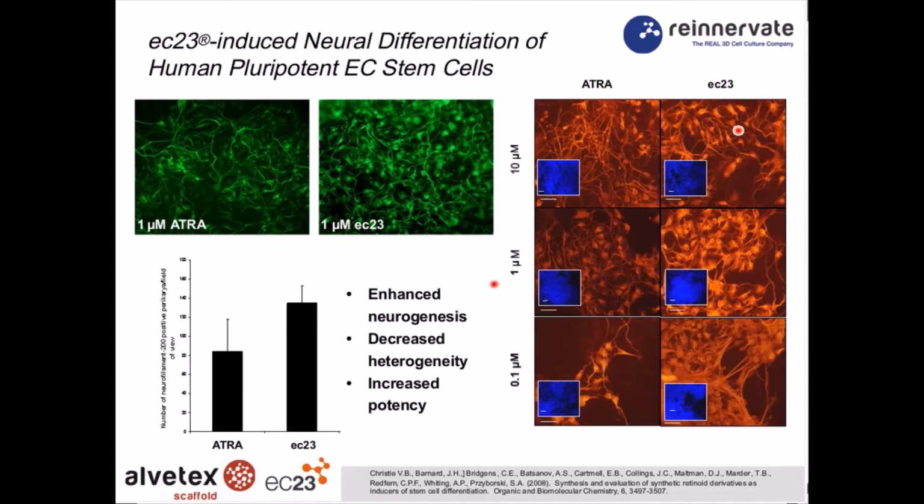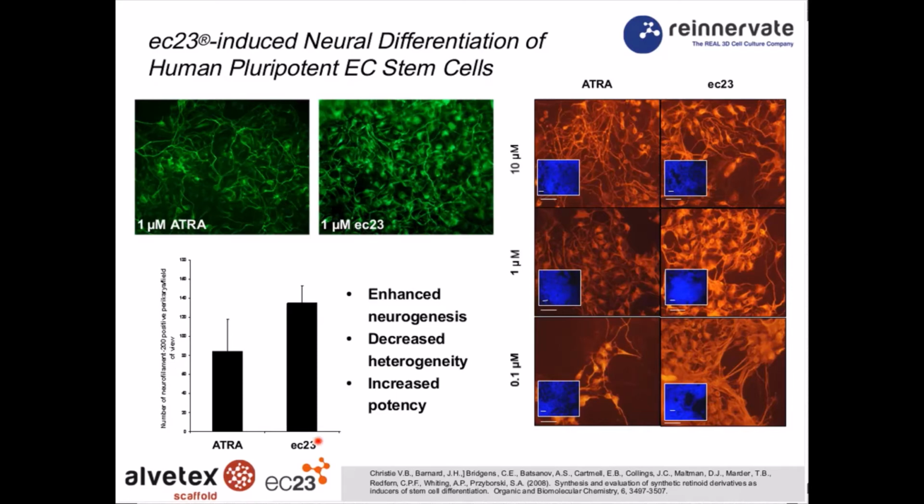These are stem cells making neurons. They've been stained for TUJ1. Notice that at the low concentration, the EC23 is still very potent, whereas with ATRA, these stem cells respond less. And what we see basically is an enhanced neurogenic response with decreased heterogeneity and increased potency for EC23 over ATRA.